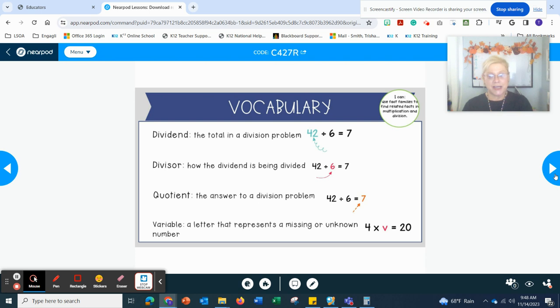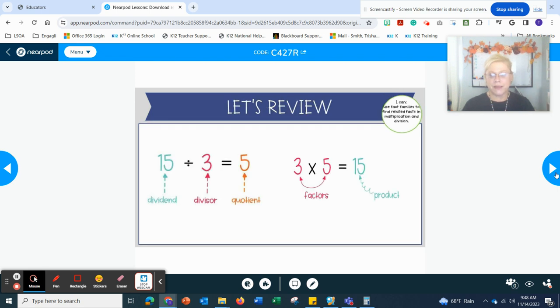We are kind of talking about it, but you'll see. So once again, dividend, that whole large number in a division problem. The divisor is how we are going to break up that large number into equal groups. And then the quotient is the answer. Factors are the numbers that we are using in a multiplication problem, and the product is our answer.